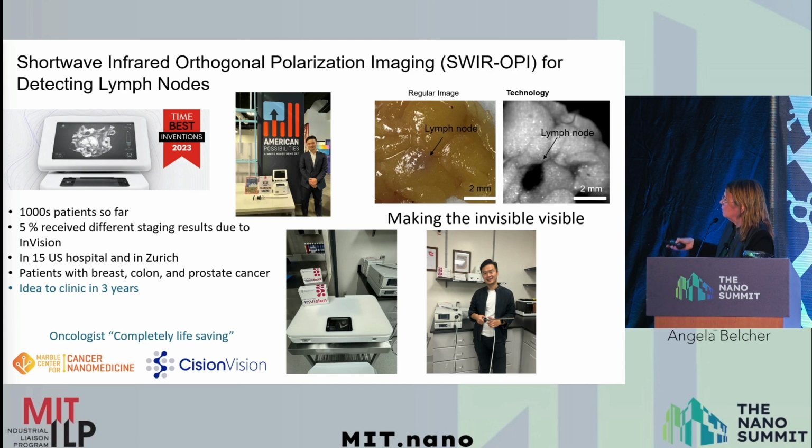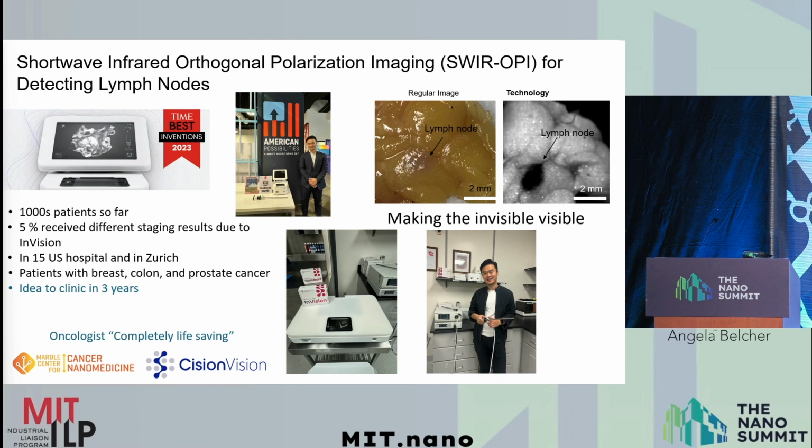And so what Jeremy and Cision Vision did, and we won a Best 2023 invention and also a moonshot from President Biden for this, is we invented a technology where when a patient's undergoing colon cancer surgery, they take a bunch of tissue out and they probe with their fingers to find lymph nodes. And they have to look for at least 10 different lymph nodes. It's different for different kinds of surgery.